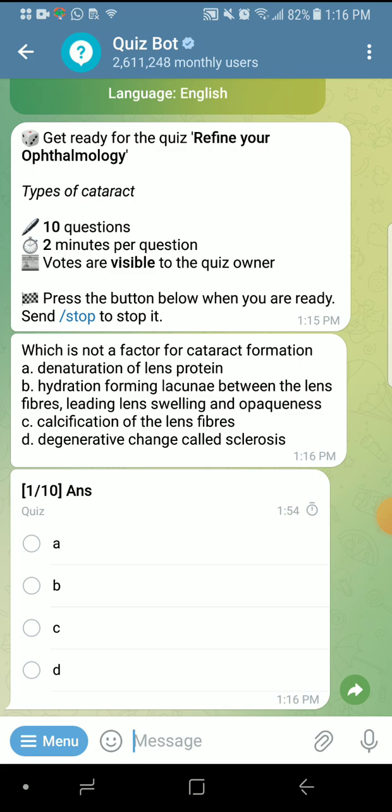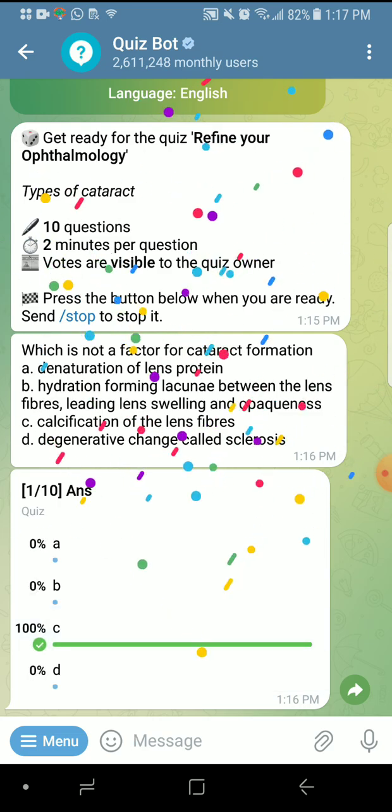So first question is, which is not a factor for formation of cataract? Three factors are important, which is option number A, B and D. Calcification is not a factor for cataract formation. Denaturation of proteins will lead to an increase in insoluble proteins, which is albuminoids. Insoluble proteins are more, solubles are less, and solubles are responsible for transparency, crystallines. Hydration, the second option, will lead to intumescence, swelling of the lens, while degenerative change in the center of the lens is sclerosis. Calcification is not a factor.